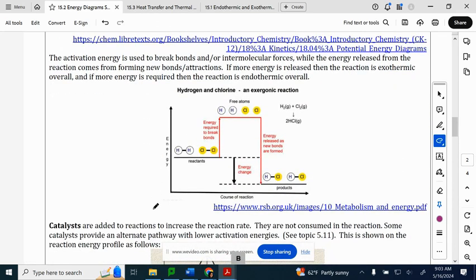That activation energy, what it does is it is used to break bonds. So activation energy is going to break bonds, or it might overcome intermolecular forces. That's the other thing that it could possibly do. Energy is going to be released from the reaction. It comes from those new bonds forming. If more energy is released, then it's exothermic. So more energy released, you've got exothermic. If more energy is required, then you're going to have endothermic.